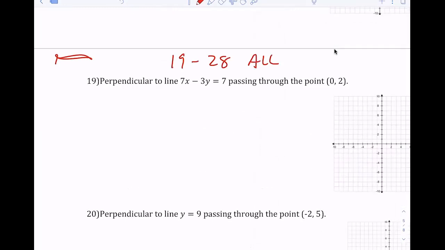Practice y equals mx plus b. Pull out the slope, write the equation. All right, honestly, good job. I really feel like you're making some progress.